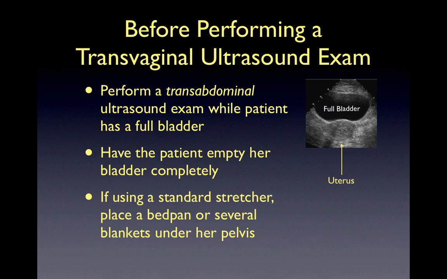If you do not see the uterus and ovaries clearly, proceed by having the patient completely empty her bladder. When she returns, have her lay in a gynecologic stretcher, or if using a standard stretcher, raise the patient's pelvis by placing a bedpan and several blankets beneath her pelvis. This will allow you to better visualize an anteverted uterus, which 70 to 80% of women have.